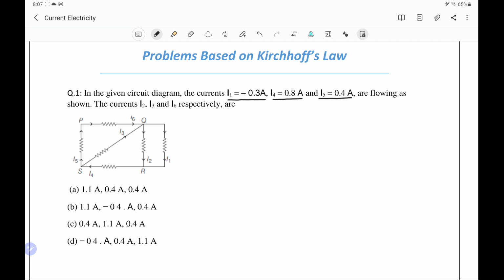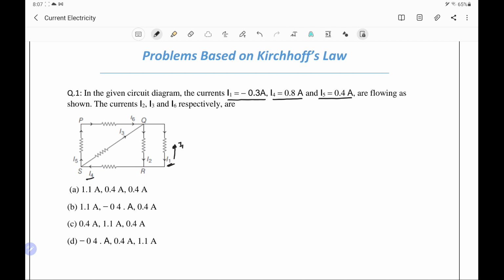0.4 ampere, flowing as shown. The currents I2, I3, I6 are? If we check the given currents, I1 is minus 0.3 ampere. Minus means the current I1 is opposite to the shown direction. So I1 is in the direction as we mark it.